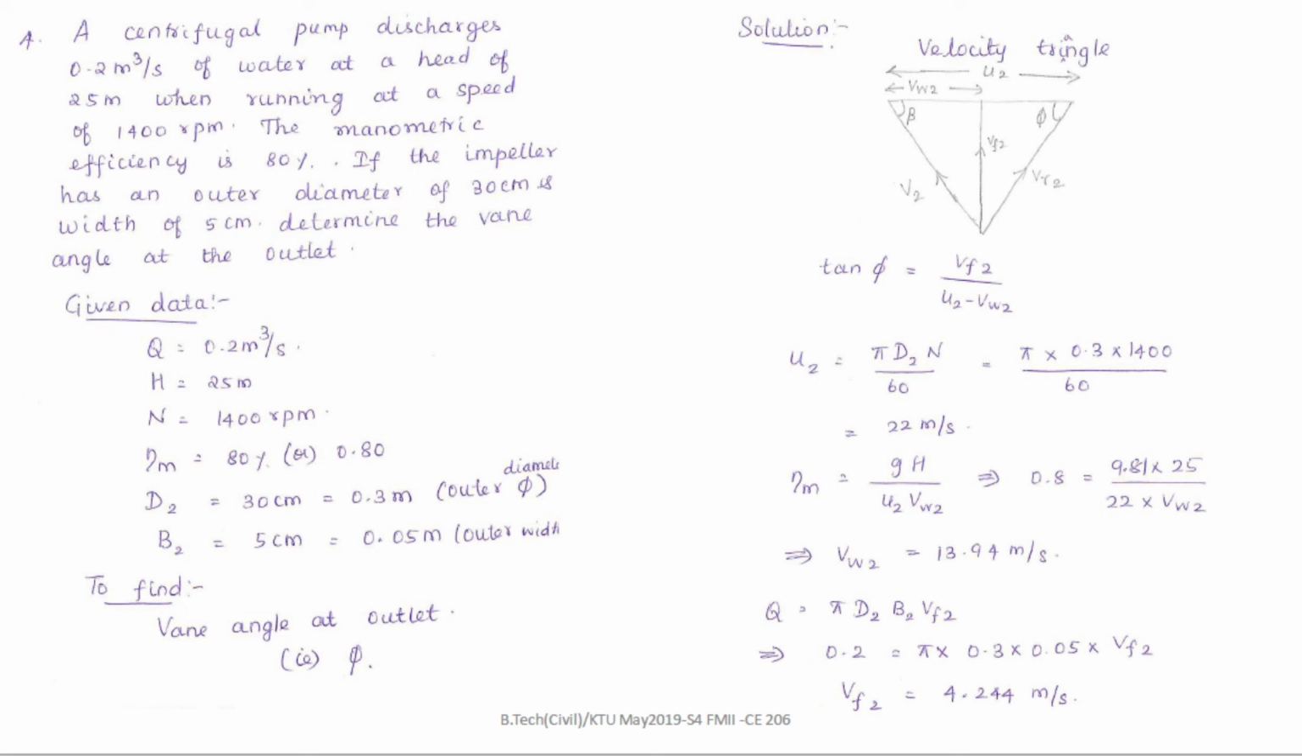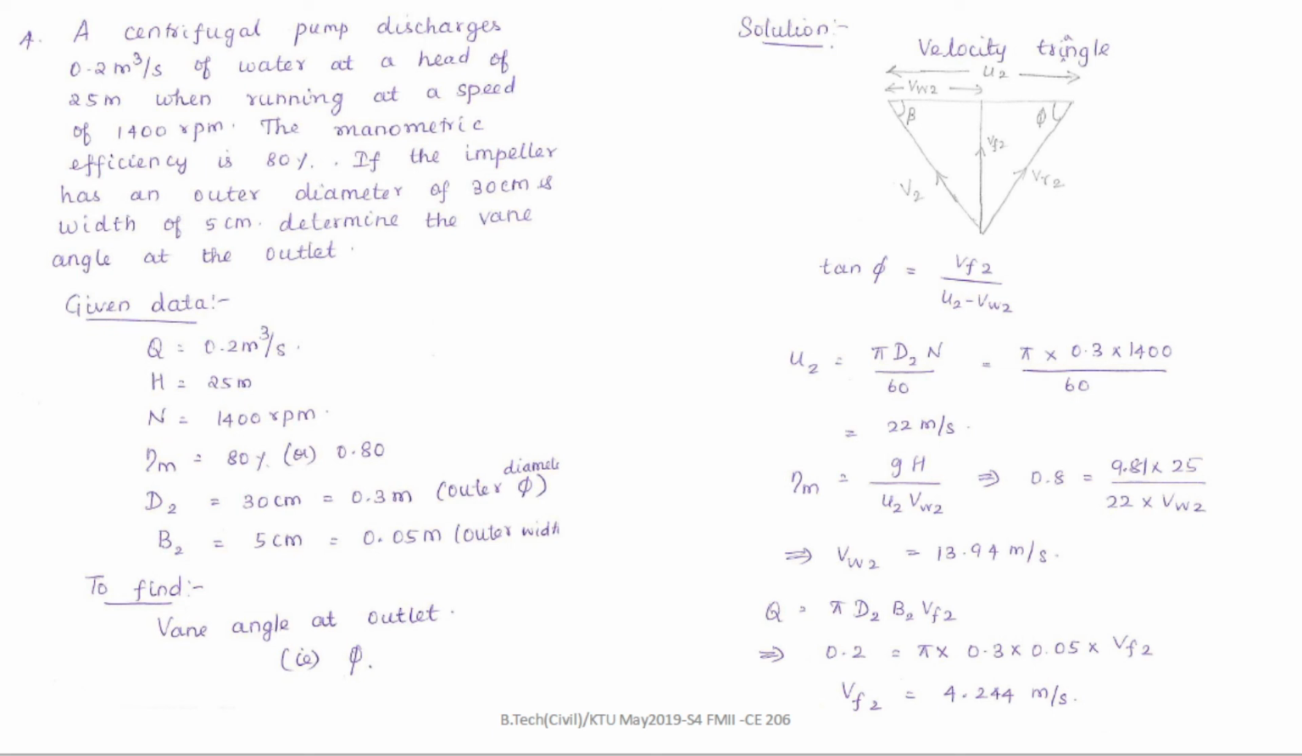Next, you have to find VW2. How to find VW2? They have given manometric efficiency in the problem, 80%. With that value we can find VW2. So what is the formula connecting manometric efficiency and VW2? Eta m is equal to GH divided by U2 into VW2. In this formula eta m is known, G is known, H is known, U2 is also known. So you can easily find VW2.